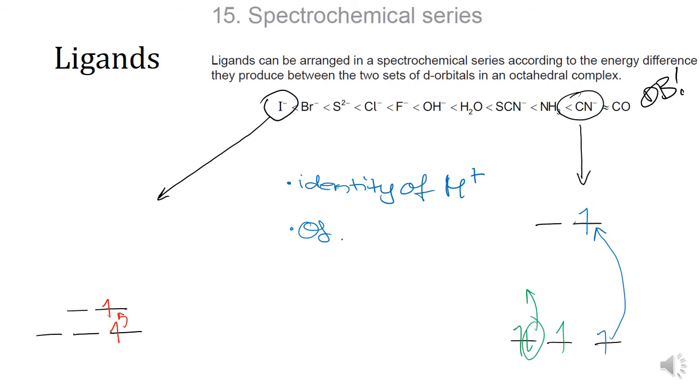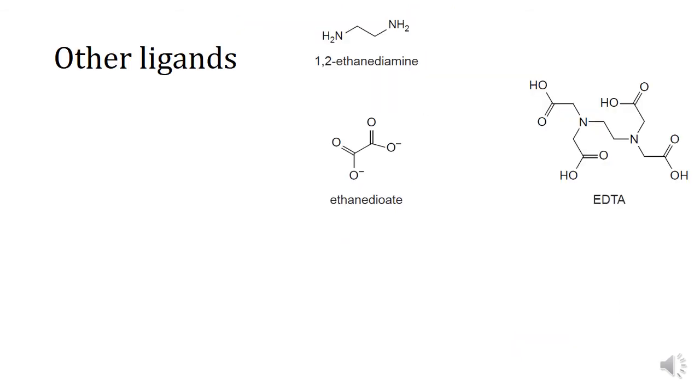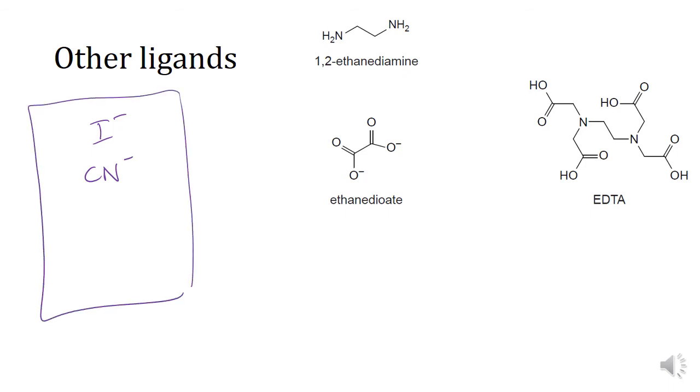Cool, let's continue on to discuss some other ligands. So all of the other ligands we looked at, and I'm just grabbing those two as examples, these are called monodentate.